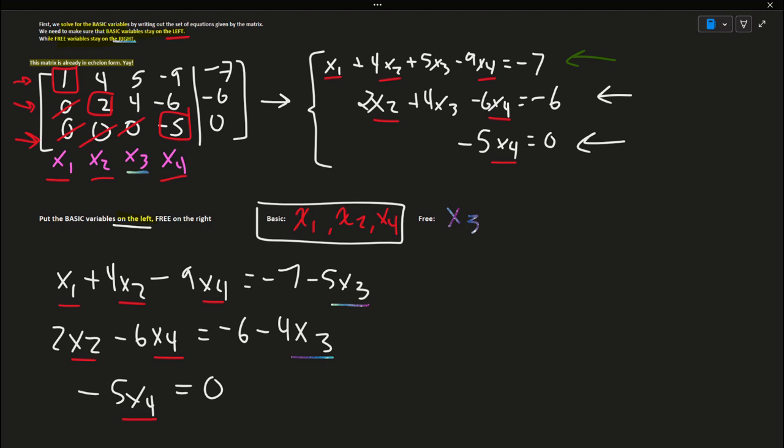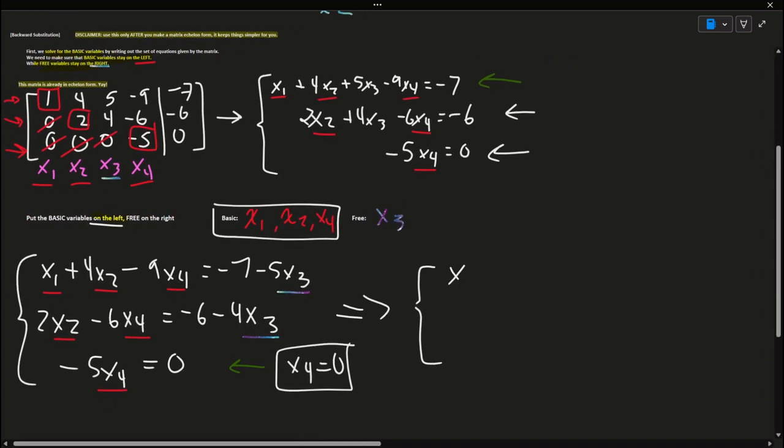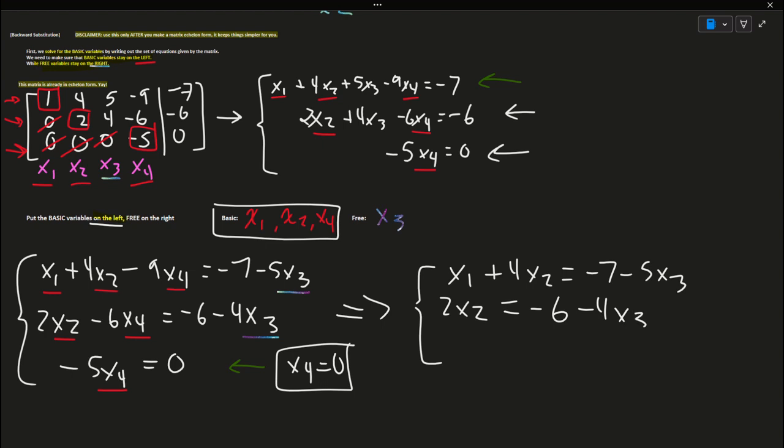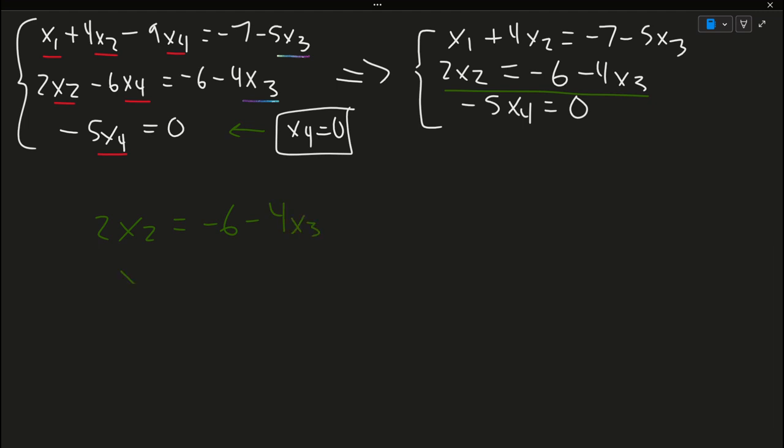Now we can start solving the basic variables in terms of the free variable x3. In this case, we can look at the simpler one. -5x4 equals 0. Obviously, x4 is equal to 0. Now we can substitute 0 for x4 in the first two equations to make it a little simpler for us. Next, we can look at the second equation, 2x2 equals -6 minus 4x3. We can divide both sides by 2 to get x2 is equal to -3 minus 2x3.